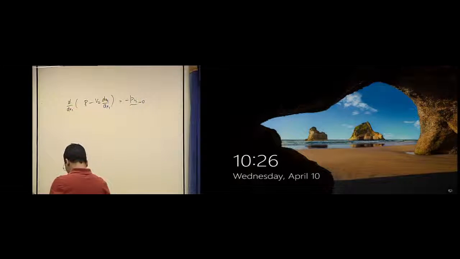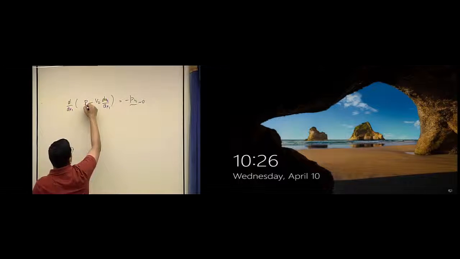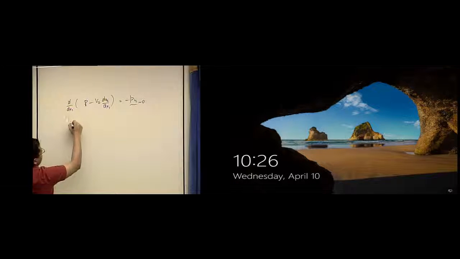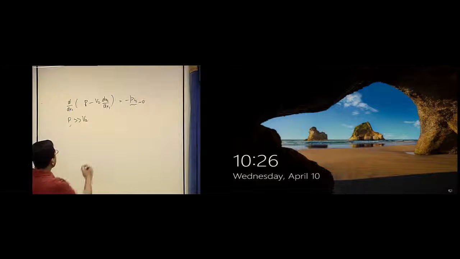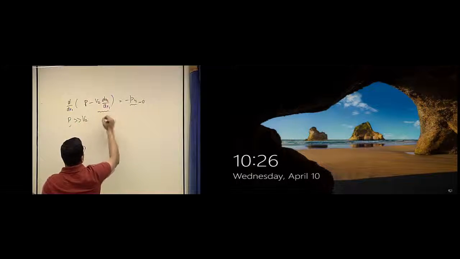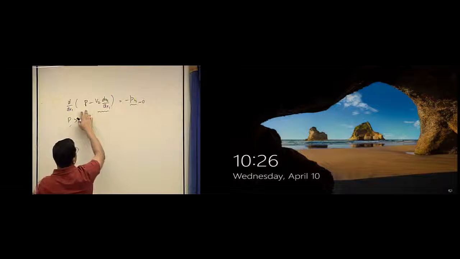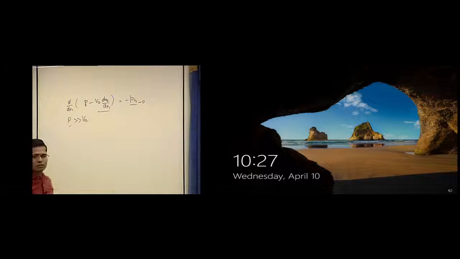Okay, so similarly, now we said that our capital P is much higher than V2, right? Because it's the condition under large axial loads. So this term is much smaller than P, right?